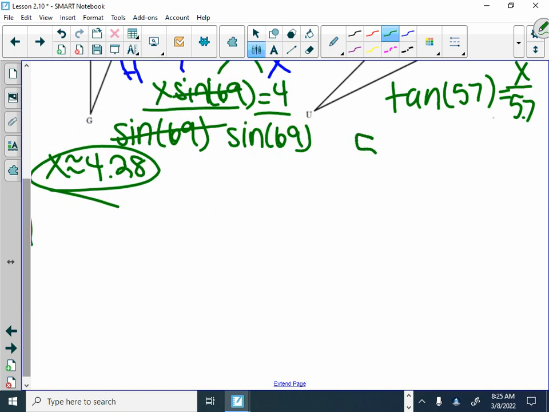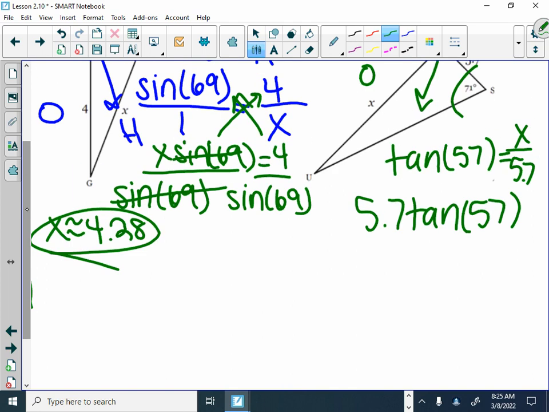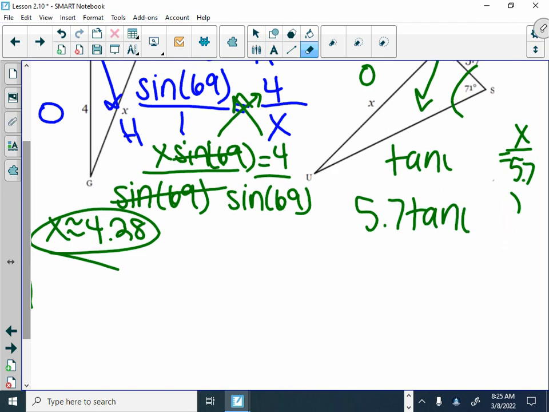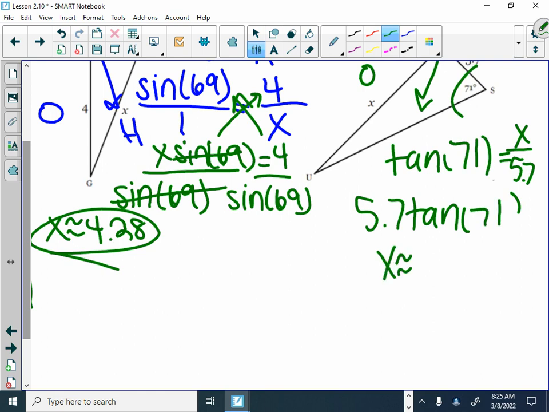So 5.7 times tangent of 57, I believe. Oh, no, I knew that wasn't making sense. 71, thank you. 71. So x is approximately 16.55. Or 55? 55. 16.55. Very good.